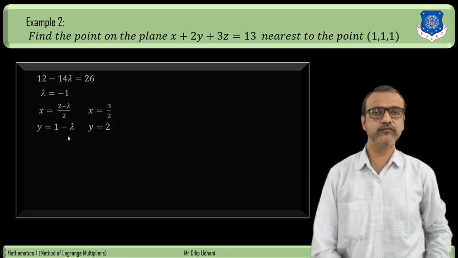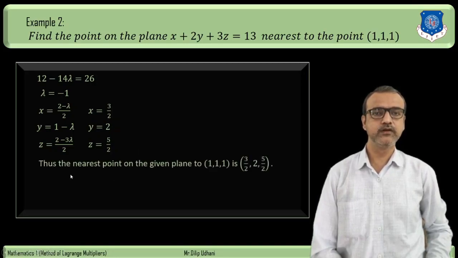Now similarly y equals 1 minus lambda, replacing lambda by minus 1, so y equals 1 minus minus 1, so it will be 1 plus 1, so the value of y equals 2. Now z equals 2 minus 3 lambda by 2, replacing lambda by minus 1, so minus 3 into minus 1 is plus 3, and plus 3 plus 2 is 5, 5 divided by 2, so the value of z equals 5 by 2. So these are the values of x, y, z: x is 3 by 2, y is 2, and z equals 5 by 2. Thus the nearest point on the given plane to (1, 1, 1) is (3 by 2, 2, 5 by 2).